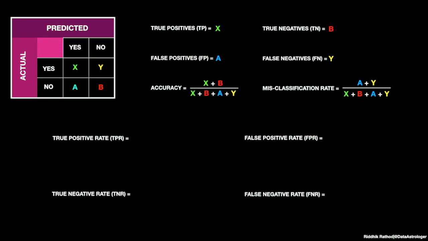Now let's take each of these metrics and determine the rate, or rather the percentage, from the confusion matrix.